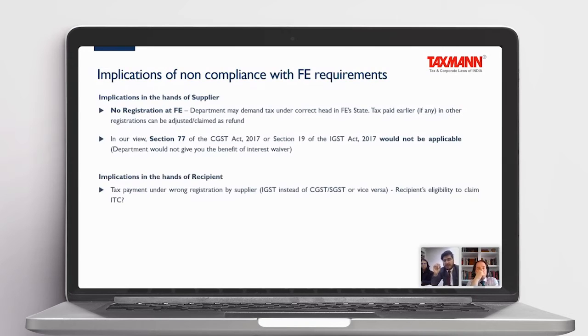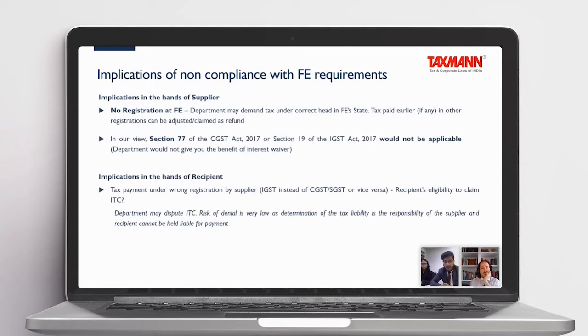Implications in the hands of the recipient. Suppose the supplier discharges the tax under the wrong head. Can the department challenge the claim of ITC of the recipient because the supplier has paid the tax under the wrong head, instead of IGST, say CGST, SGST? In that case, our view is that the department may dispute this ITC, but the risk of denial is very low, because the determination of the correct tax liability is the responsibility of the supplier, and the recipient cannot be held liable for the payment or the reversal.